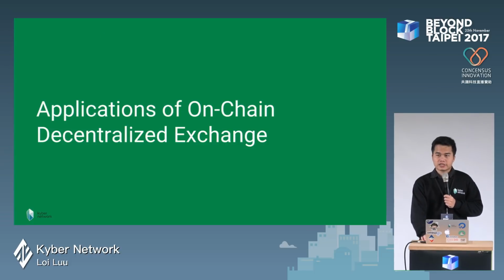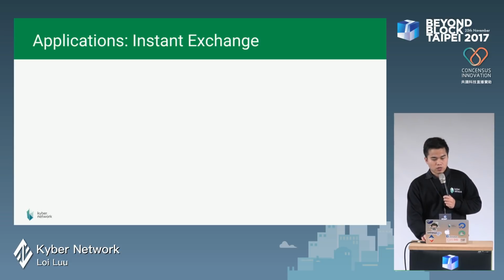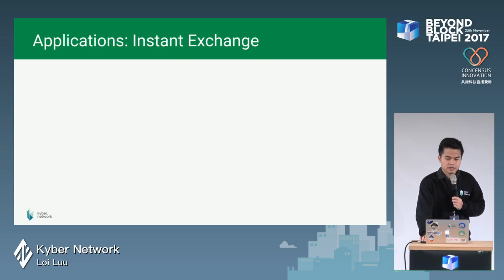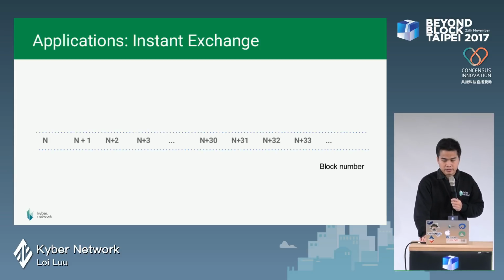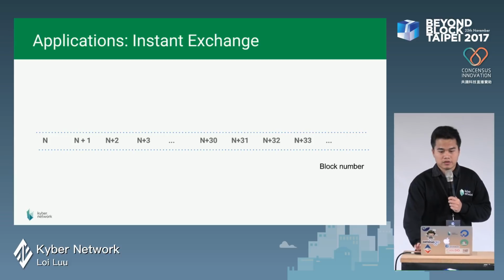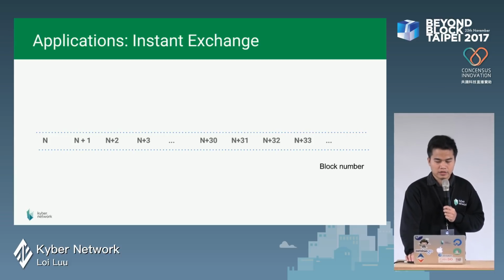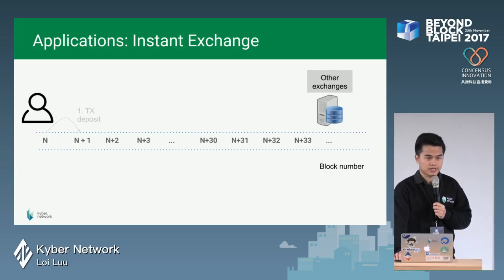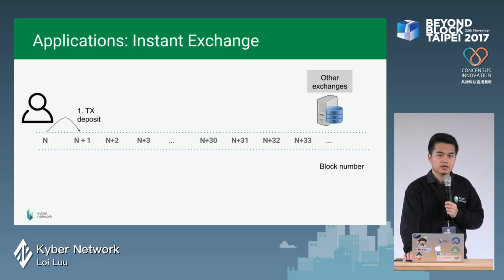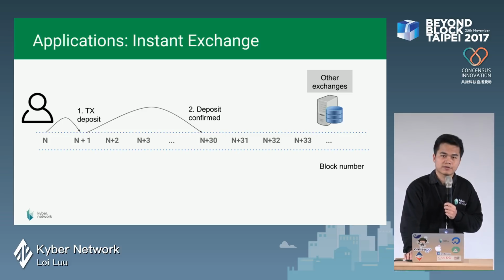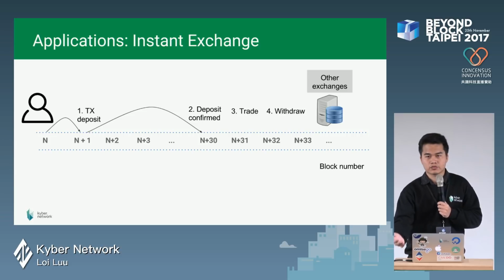So what are the main applications of on-chain decentralized exchanges like Kyber Network? One obvious application is the instant exchange that I just demoed to you. If you trade with another normal exchange, you first have to send a transaction to deposit the coin to the exchange, and you need to wait for maybe 30 blocks for the confirmation. Only after that will you be able to trade, and then you have to withdraw from the exchange wallet back to your wallet.